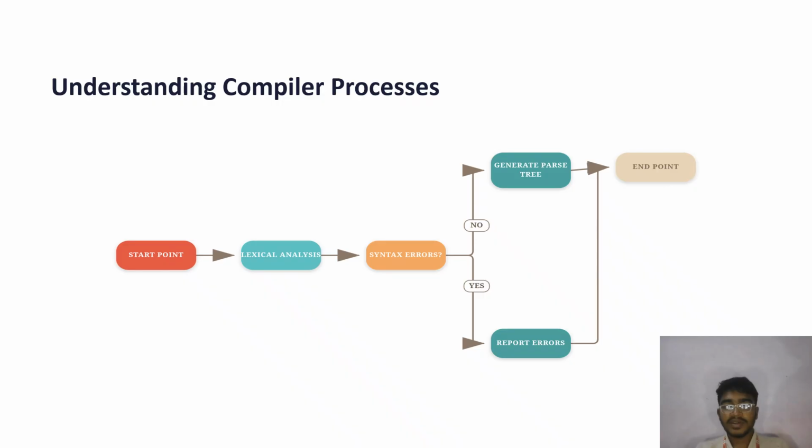Next, the compiler process. Let's understand what a compiler actually does. When we compile a program, the compiler performs multiple steps. Lexical analysis reads the code and breaks it into tokens. Syntax analysis checks if the code follows the correct grammar. Semantic analysis ensures logical correctness. Optimization improves code performance. Code generation produces machine code. The output of a compiler is an object file or an executable file.